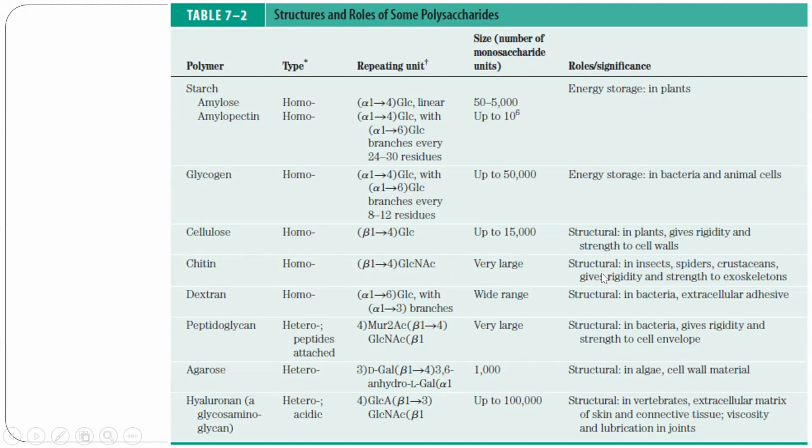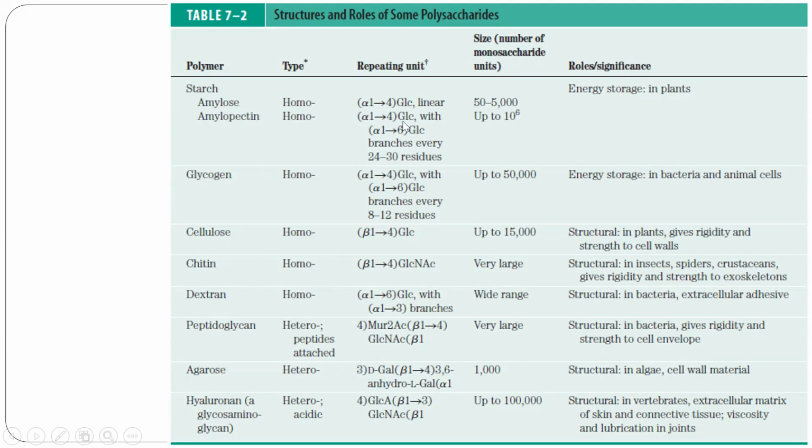So this is your chitin, you can find that in insects, spiders, crustaceans, which gives rigidity to their exoskeleton structures. And then next you have your dextran. So dextran is again made up of glucose. It's still a homopolysaccharide, but it utilizes the alpha 1,6 glycosidic bond between glucose.